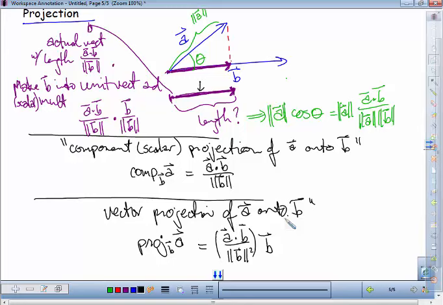So this is how the vector is shown. This vector projection results in a vector. The scalar or component projection results in a scalar. And the magnitude of this vector projection is in fact going to be whatever the scalar projection was. So depending on what is being asked of you, you're using one of these two formulas for the projection. Okay? Any questions?